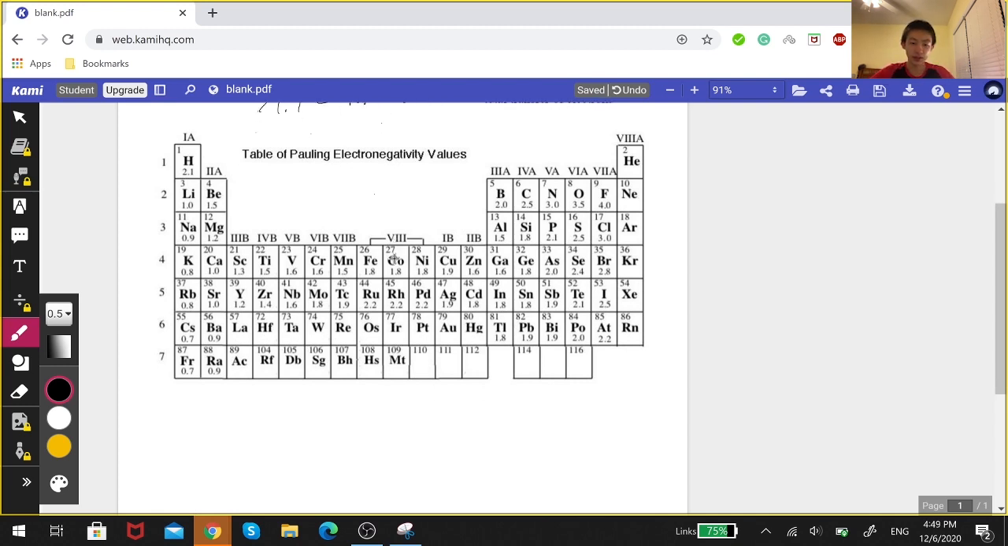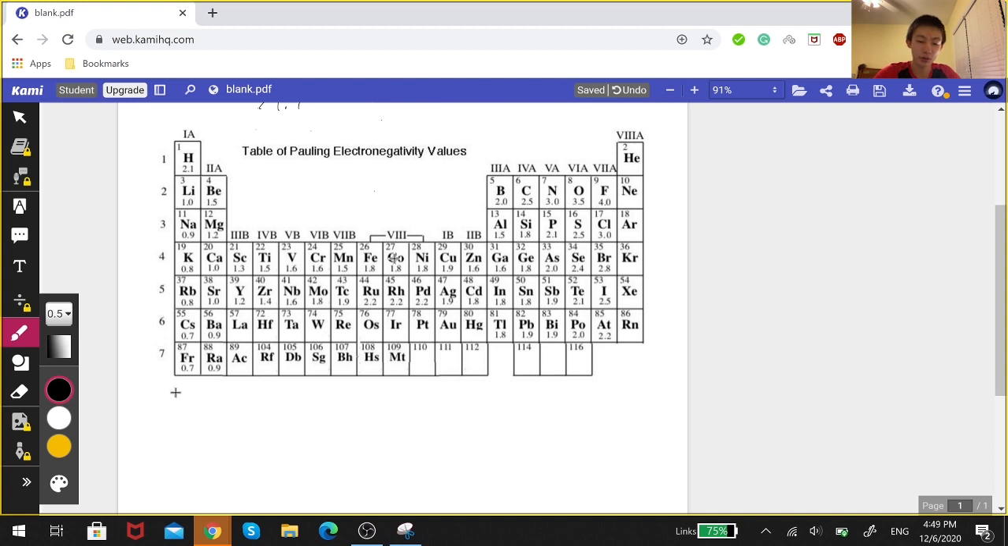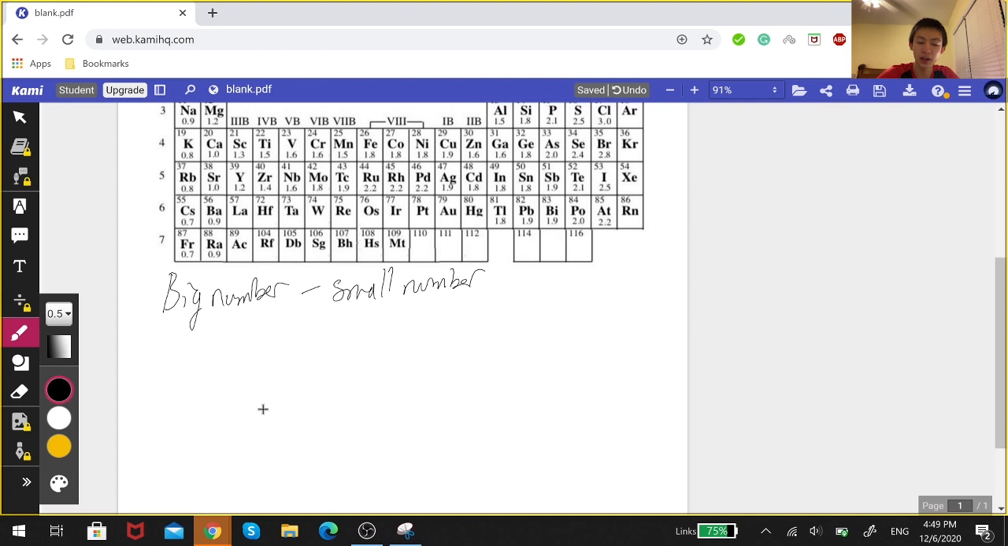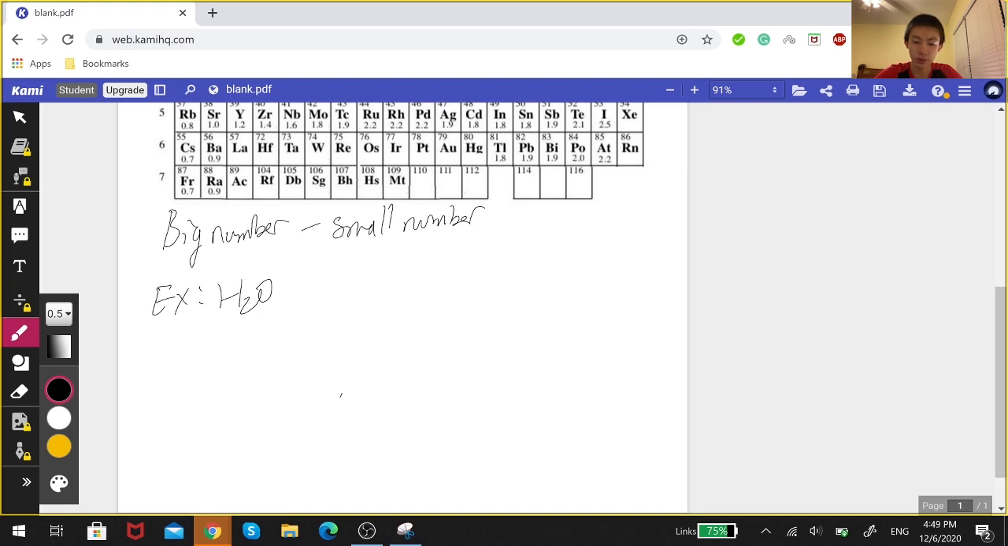And the thing about polarity is that you always do big number minus small number. Alright, let's do an example of finding the polarity for H2O. First we have to draw the Lewis structure with O in the middle and H on the sides. O has 6 valence electrons, plus 2 from the hydrogens makes 8 valence electrons: 1, 2, 3, 4, 5, 6, 7, 8. This is how it looks.